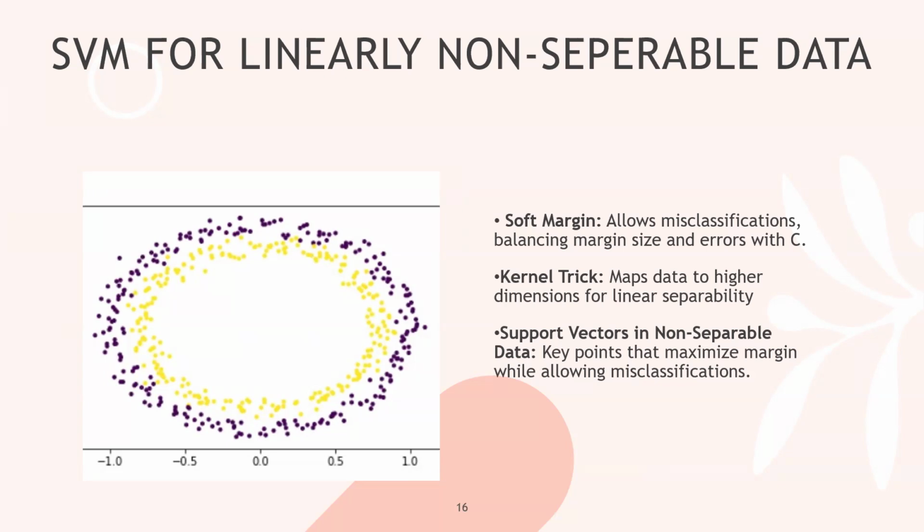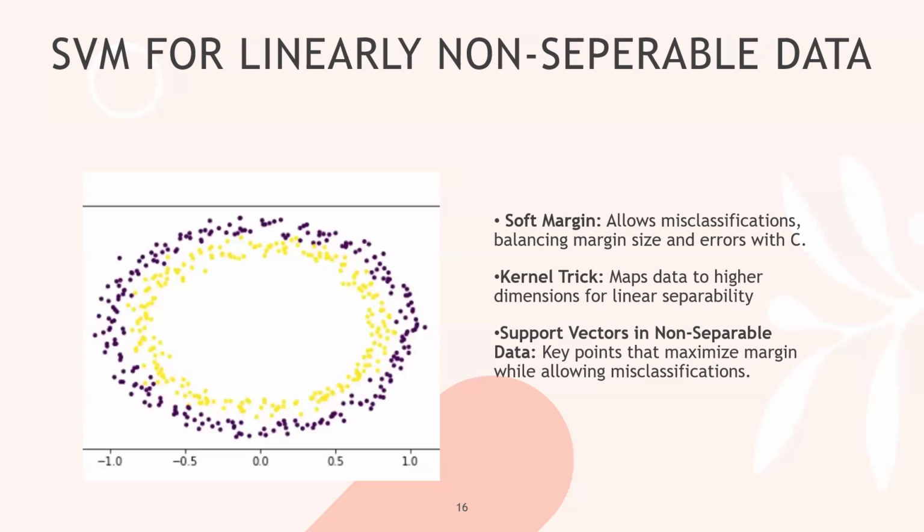For analysis, we use three functionalities in this linearly non-separable data. The first one is soft margin. As we have discussed earlier, it allows some misclassification, balancing margin size and errors with C. C is a parameter. We are going to discuss it further in the next slides. Second, the kernel trick. It maps the data to a higher dimension to make it linearly separable. There are different kinds of kernel tricks, so based on the structure of the labels, we decide which kernel we need to use. Let's discuss everything in the next slides.